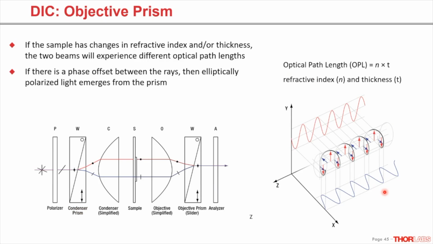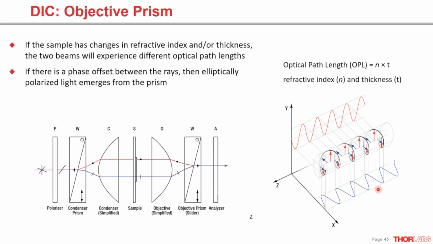However, if the sample does have changes in refractive index and/or thickness, the two beams will experience differences in optical path lengths. The optical path length is the product of the refractive index and the thickness of the object. So basically one of these rays will take longer to travel through the sample than the other, and thus there will be a phase delay from one another.